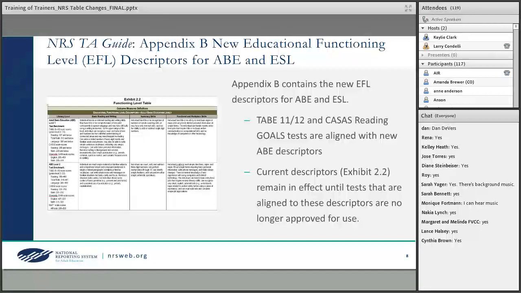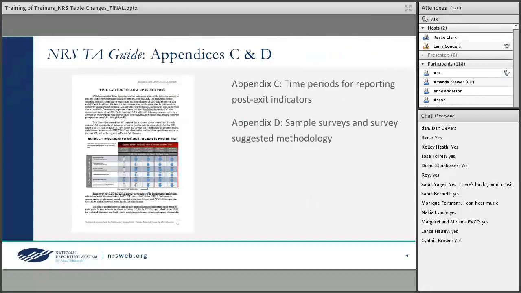So we're still working on it, the publishers are working, and we're working on getting new tests that will replace these old ones. At that time, what's in Appendix B will become common to all tests. But as of now, we're using 2 sets of descriptors, the 2.2 for the current tests and those in Appendix B for Table 11, 12, and CASAS reading goals. Okay, so those are just the highlights I wanted to point out.